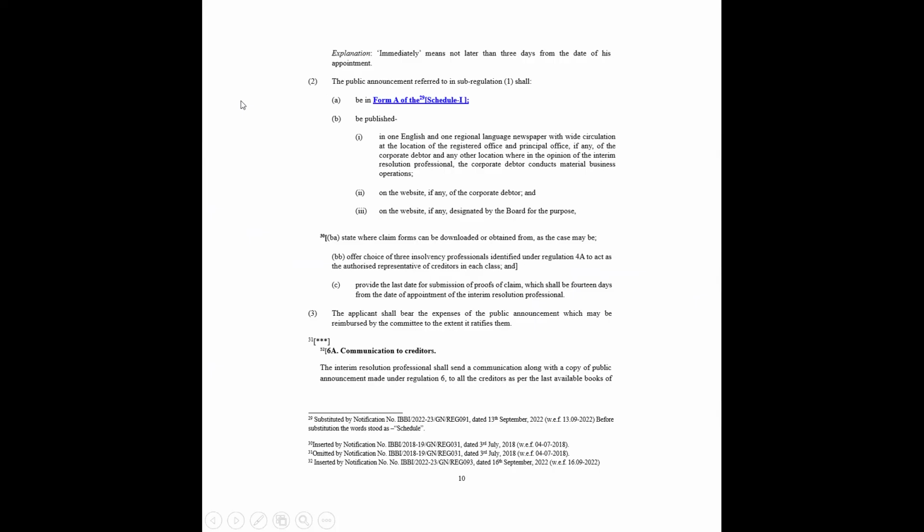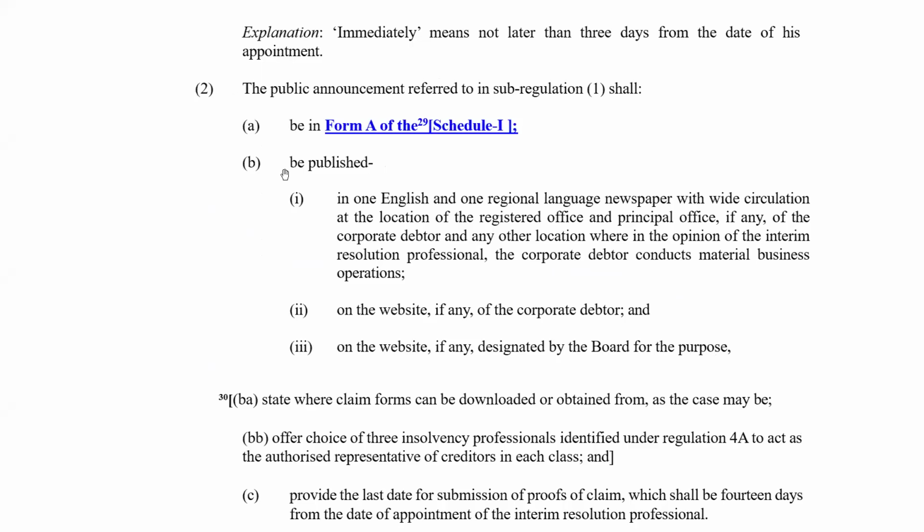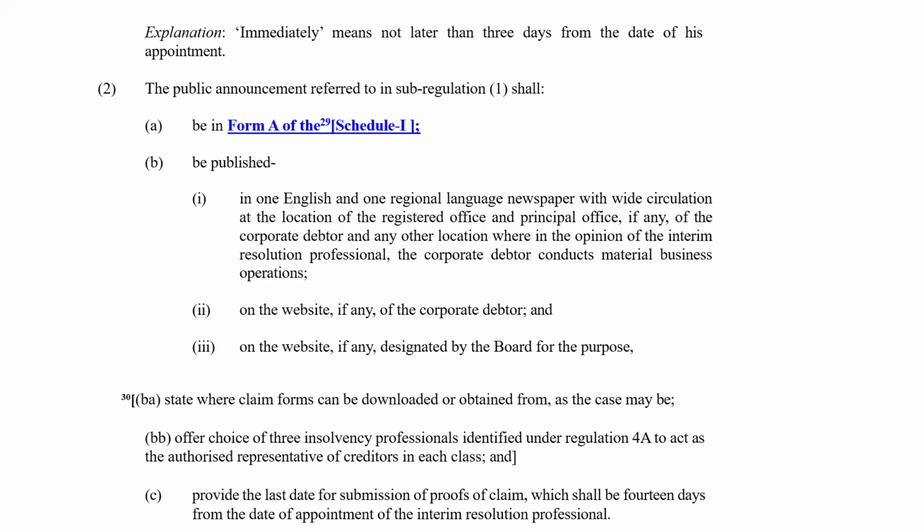And immediately means not later than 3 days from the date of his appointment. Public announcement shall be in Form A of the Schedule 1, and it has to be published in one English and one regional language newspaper with wide circulation at the location of the registered office and principal office, if any, of the corporate debtor, and any other location where in the opinion of the IRP the corporate debtor conducts material business operations.